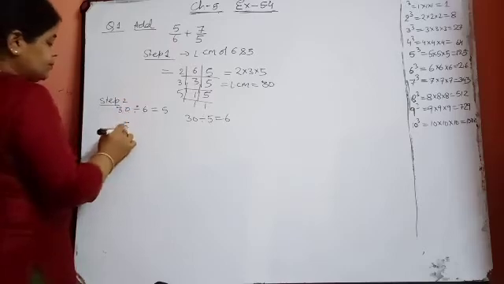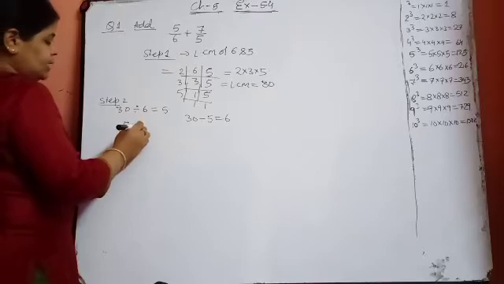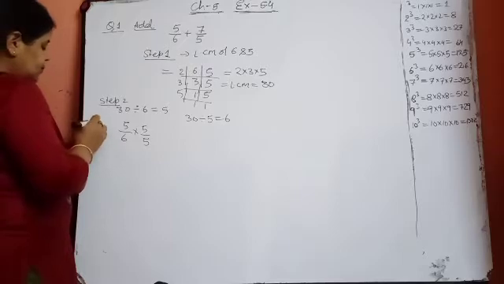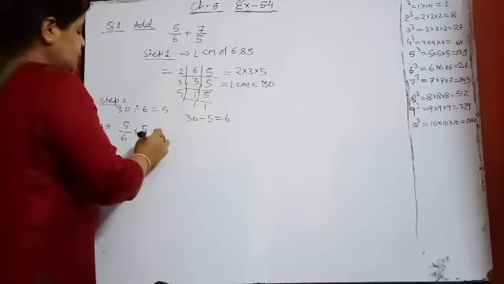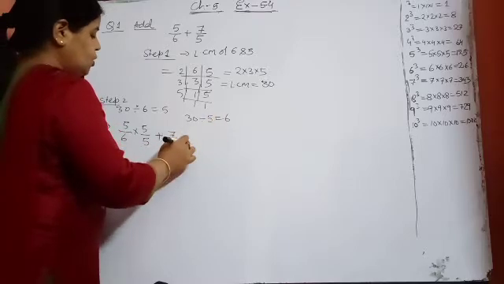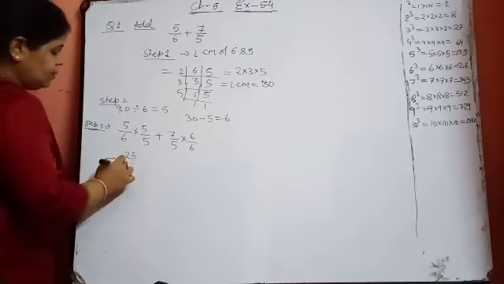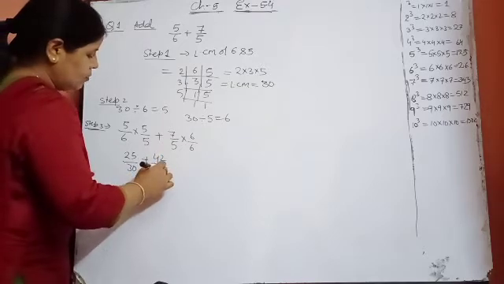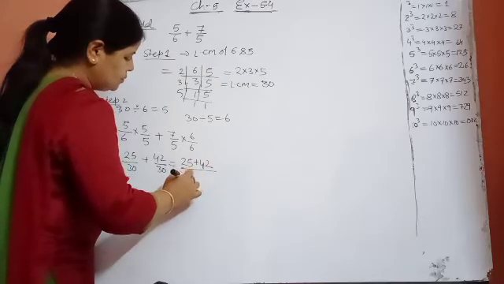So what you will do? 5 upon 6. When you divide 30 by 6, what quotient did you get? 5. So it will be multiplied by 5 upon 5. Step 3: we are making the denominators equal. Then plus sign. Write the fraction 7 upon 5. When you divide 30 by 5, what did you get? 6. So 6 upon 6. Now see that: 5 fives are 25 upon 30 plus 7 sixes are 42 upon 30. What will it be? 25 plus 42 upon 30.